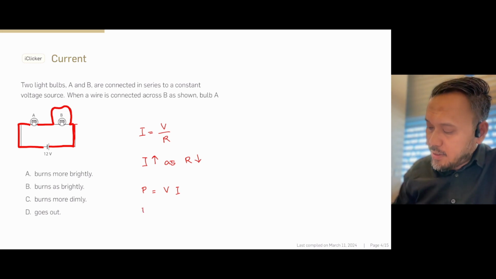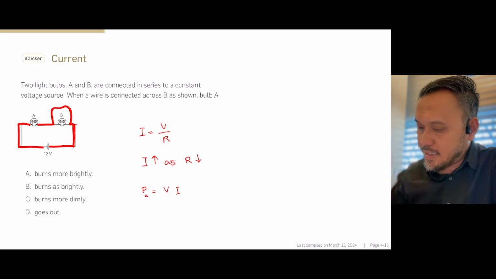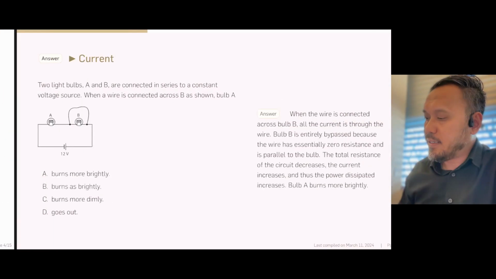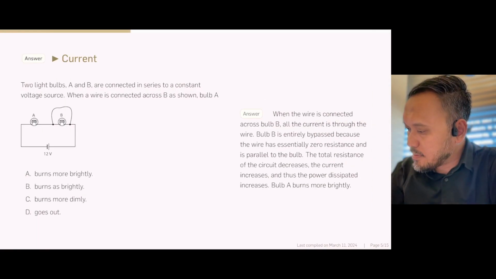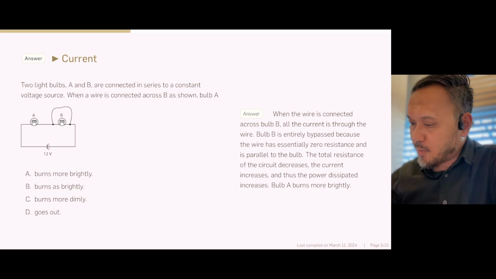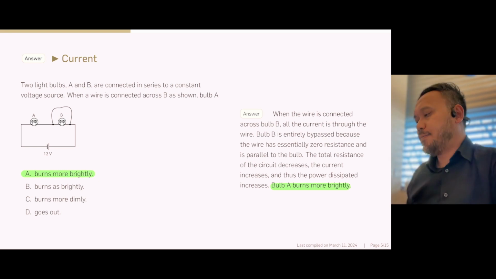So the P here, PA, is V times I. Basically the power increases. So the answer is that bulb A here burns more brightly. Okay. So basically A burns more brightly. So the answer is A.